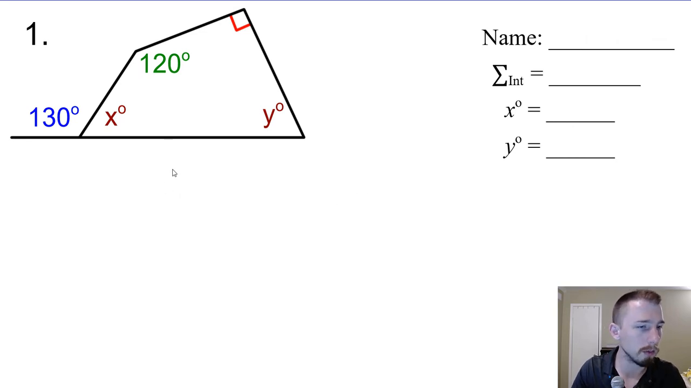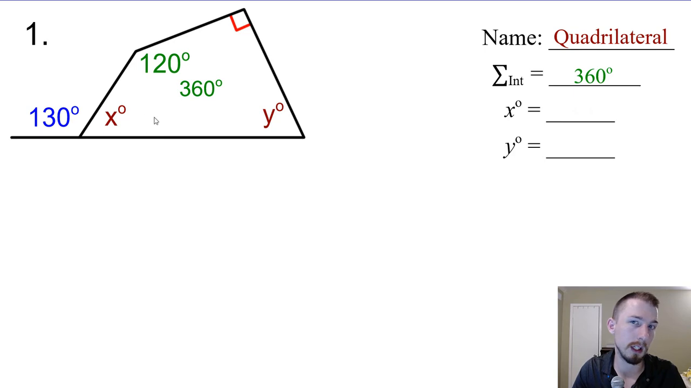All right, so on number 1, we have a quadrilateral. It's got 4 sides. So first thing, our name is that it's a quadrilateral. The sum of the interior angles, 4 minus 2, which is 2 triangles, so it's 360 degrees for the interior angles. You can mark it on the diagram if you like. It's kind of nice to do that. So the sum of the interior angles is 360. So that means that all 4 of these have to add up to 360.